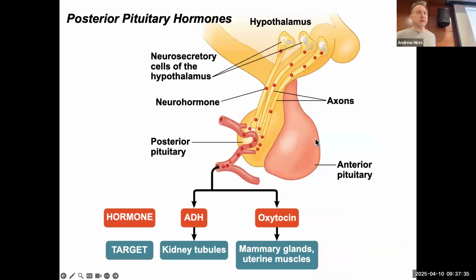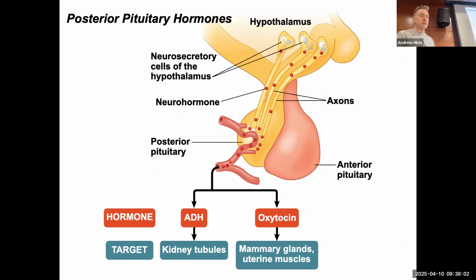So let's look at the posterior pituitary hormones. There's only two that you need to know, which is great. Pretty simple. Well, I guess they're made in the hypothalamus, but only two hormones are released from the posterior pituitary. What are they? Well, we've got oxytocin and ADH, also known as arginine vasopressin.